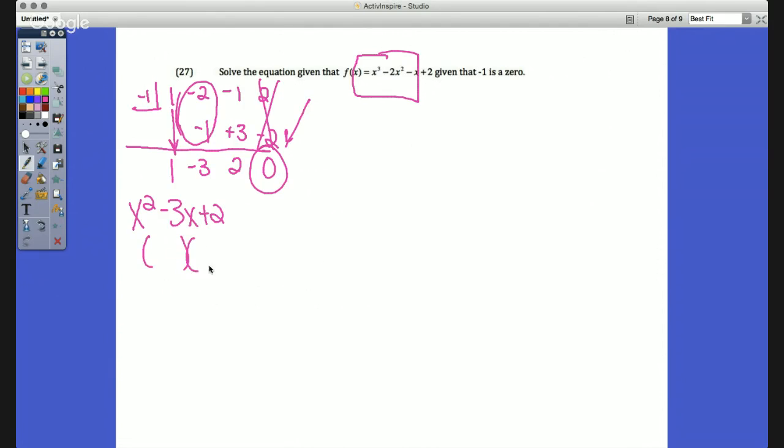So if we were to factor this, which we can, we could factor this to x minus 2 and x minus 1. What that does is if we set it equal to 0, x would then be equal to 2 and +1. But there's also another one. Remember, -1 was another 0 that was included because that was given in the actual problem, okay?